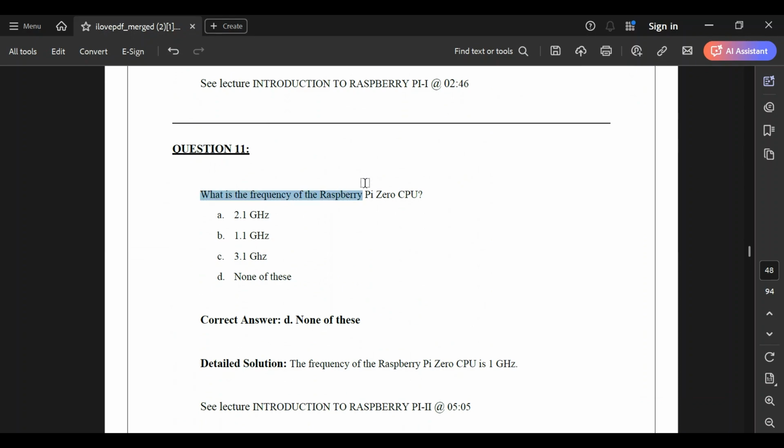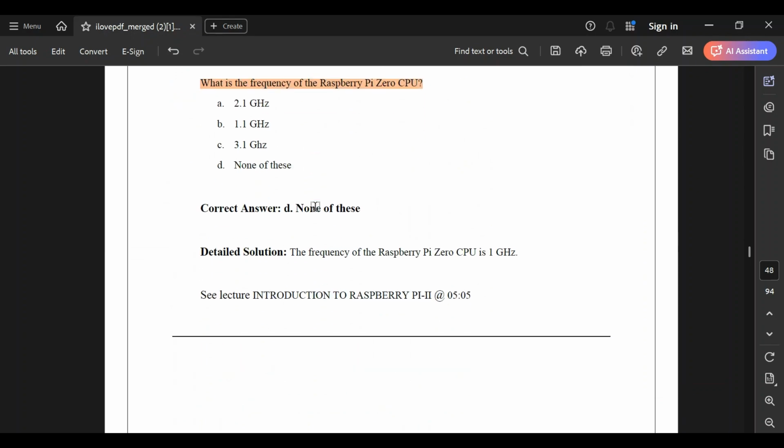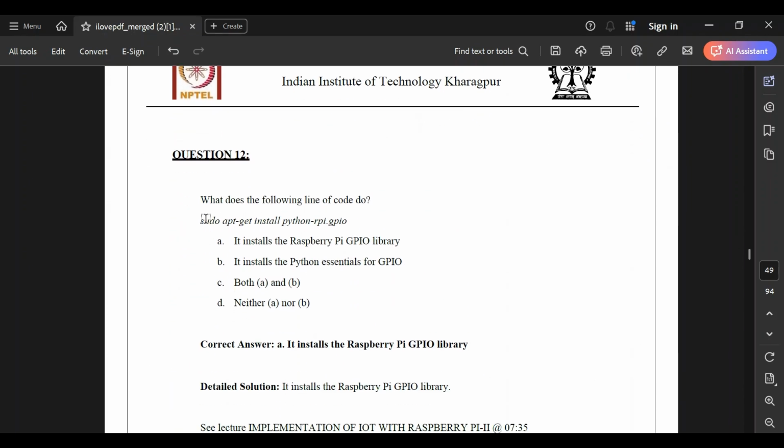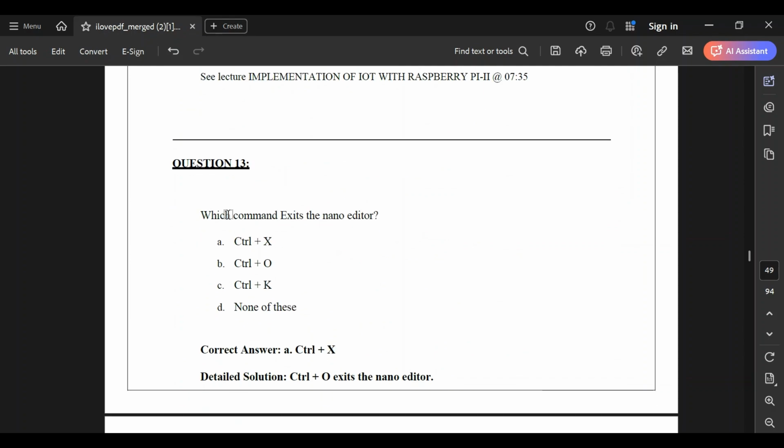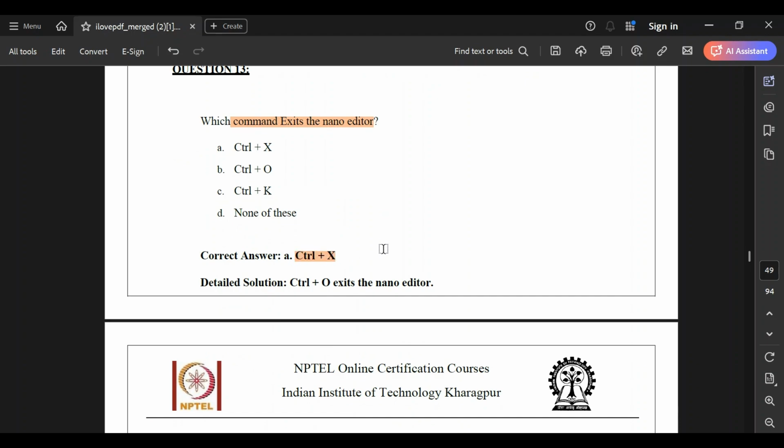What is the frequency of the Raspberry Pi Zero CPU? It is 1 gigahertz, so none of these options was correct. Sudo apt-get install python-rpi.gpio. What does it install? It installs the Raspberry Pi GPIO library. For which command exit? In the nano editor, Control X means exit. So Control X is there.